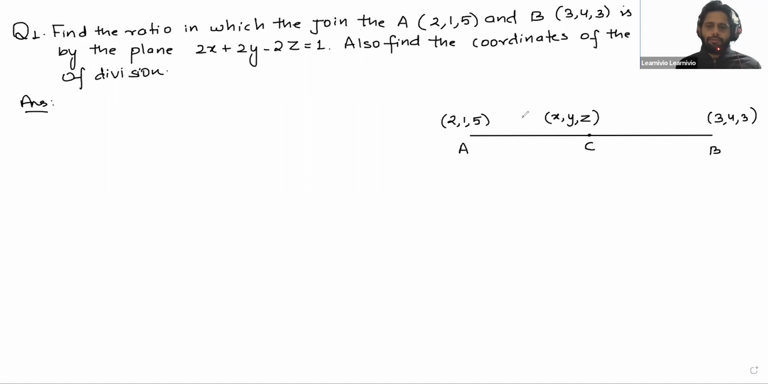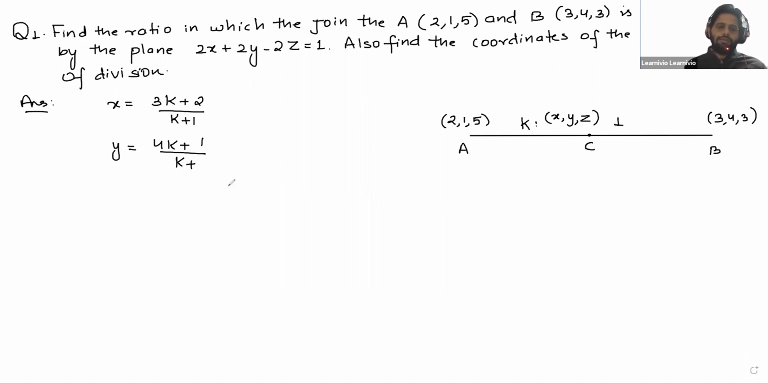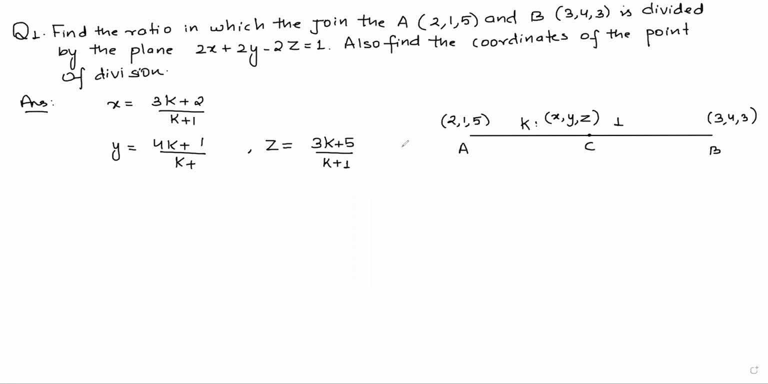Suppose the ratio we have assumed is k is to 1. Okay. Now, what is the x coordinate? x will be (k into 3 plus 1 into 2) by k plus 1, that is (3k plus 2) by k plus 1. Similarly, y is equal to (k into 4 plus 1) by k plus 1, that is (4k plus 1) by k plus 1. And z is equal to (k into 3 plus 5) by k plus 1, that is (3k plus 5) by k plus 1. This is clear to all of you? Yes, sir. Right.